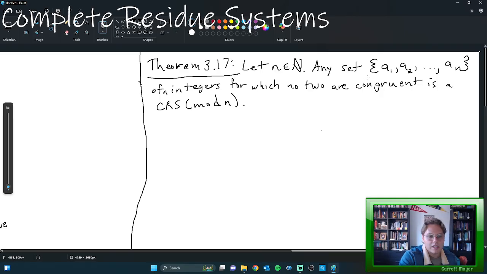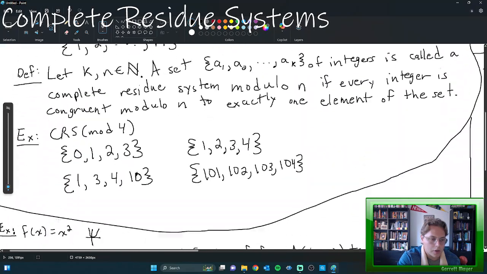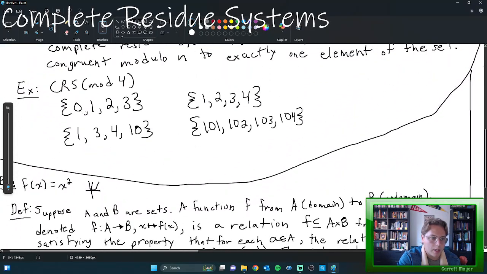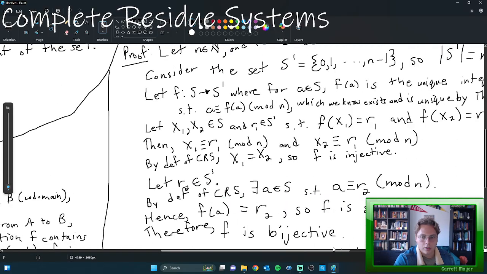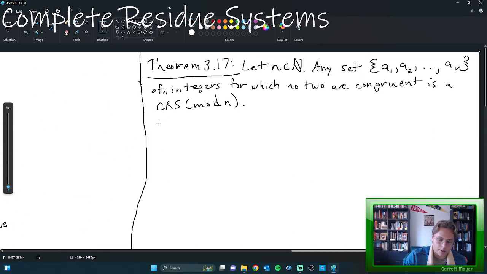And we could kind of see that in our example of CRS's mod 4 that we looked at before. When putting these together, I was just trying to think of what are four numbers where none of them are congruent mod 4? Put them together, then you have a CRS. So in this theorem, we're going to actually go through and explicitly prove it.